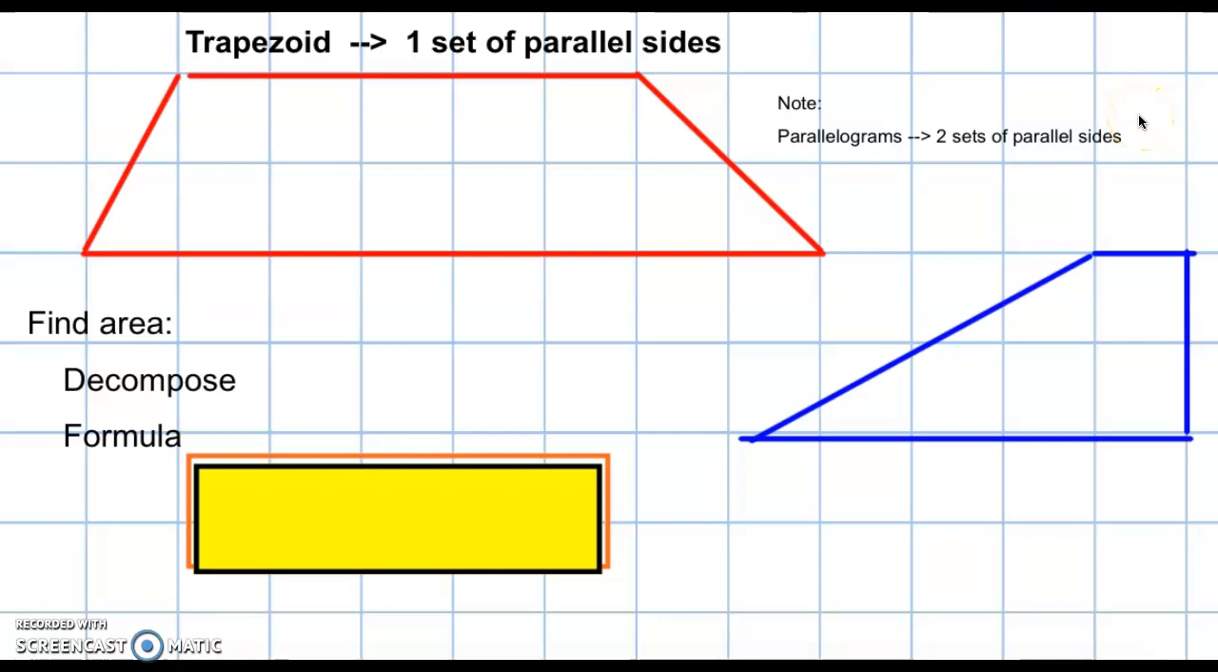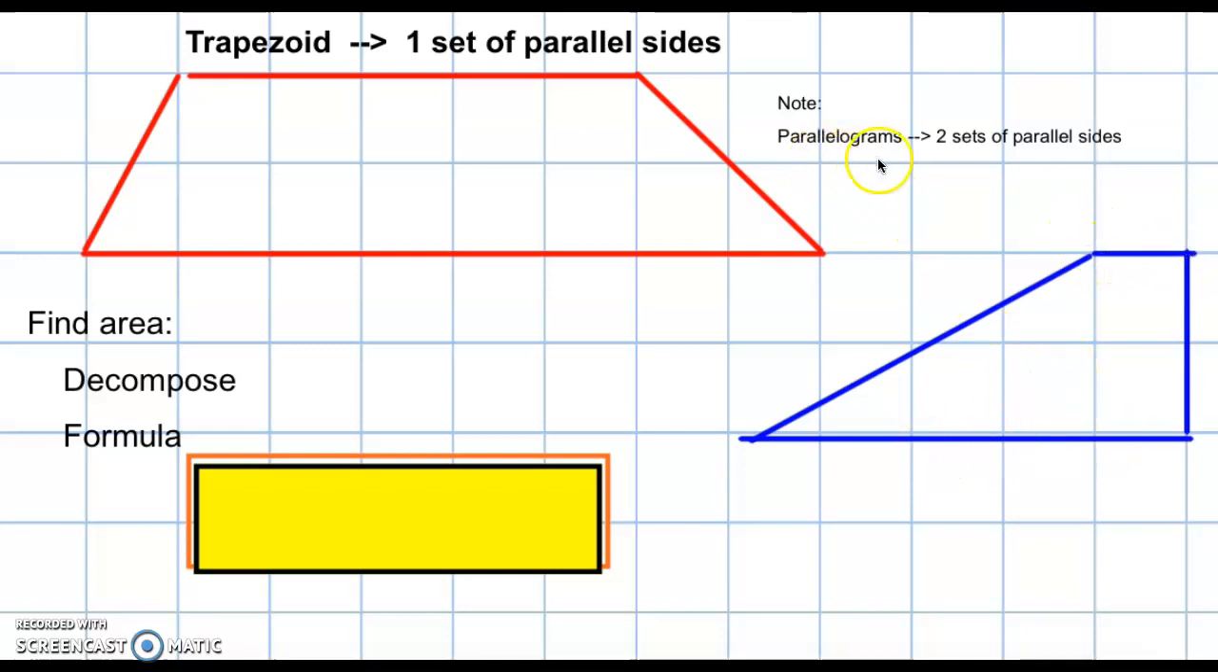Hello everyone, this is a video about finding the area of trapezoids. So here is a trapezoid, and this is also a trapezoid. A trapezoid has one set of parallel sides. So here and here are parallel, just like here and here are parallel.